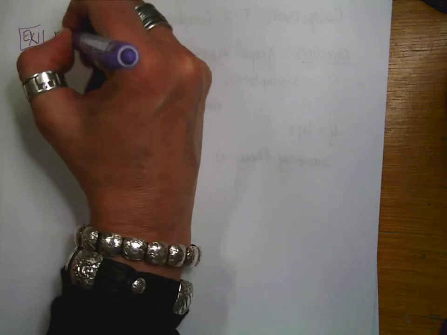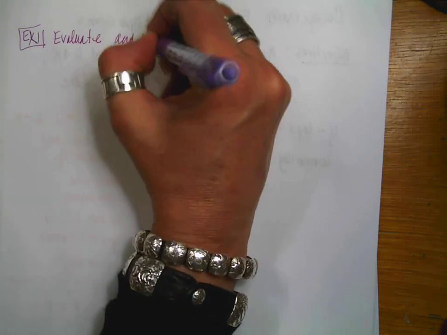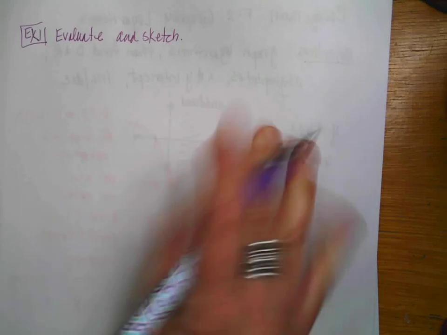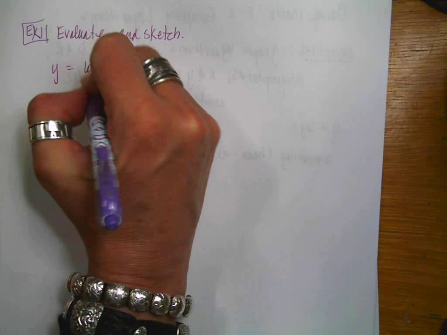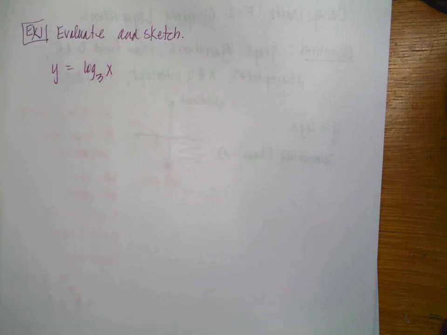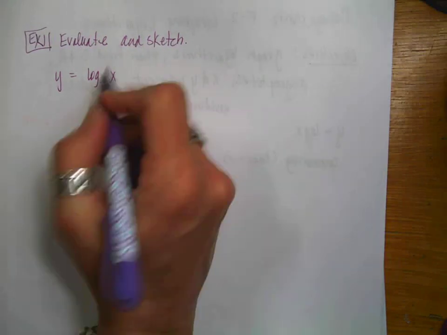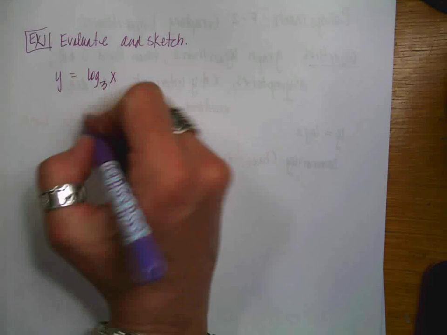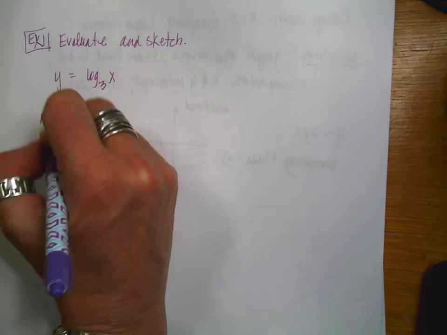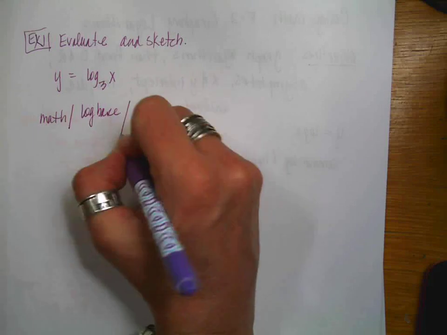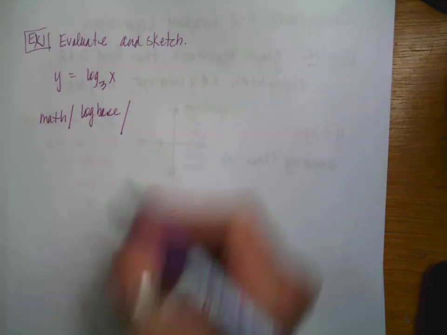And we're going to evaluate and sketch. And we're going to evaluate on the same criteria. So we're going to have y is equal to the log base 3 of x. So before we get started, remember that there's two ways to put this in your calculator. If you have the newer calculator, you can do the log base, and you start with the math button, and then log base, and then you would enter your equation.